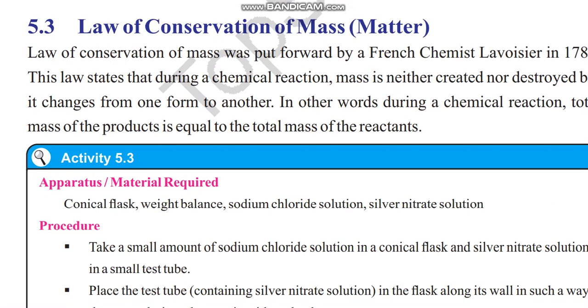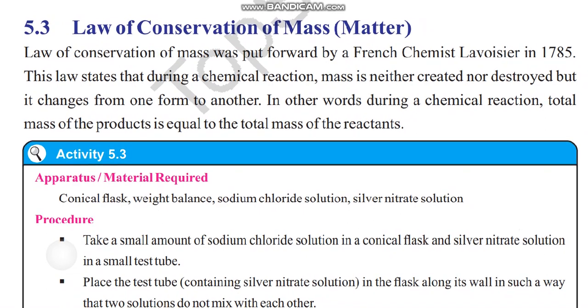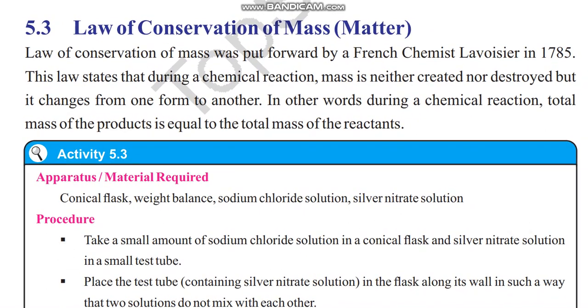Today we study the law of conservation of mass. The law of conservation of mass was put into words by a French chemist, Lavoisier, in 1785. This law states that during a chemical reaction, mass is neither created nor destroyed, but it changes from one form to another. In other words, during a chemical reaction, the total mass of the products is equal to the total mass of the reactants.